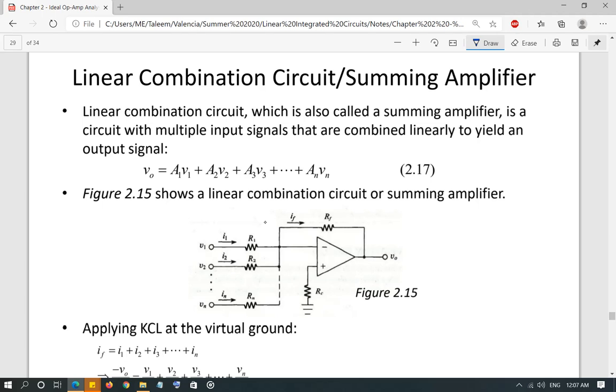Now these individual gains can be the same. If they are the same, then we have one total gain for the whole circuit. If they are different, then each input will be multiplied by that specific gain and added to the next input multiplied by its individual gain, and all that addition is going to produce the output voltage.